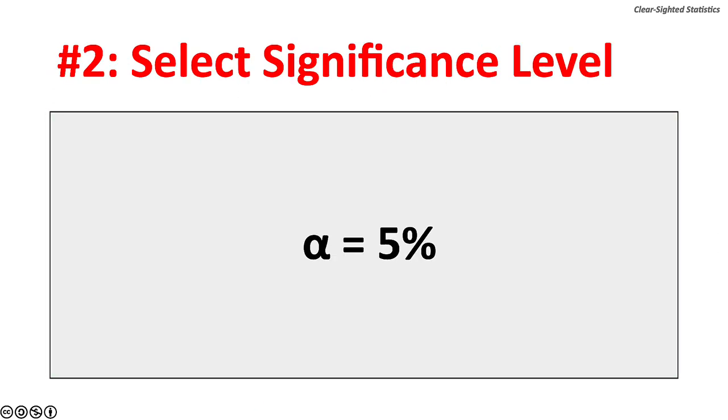Step 2, select the significance level. Again, this is our tolerance of a type 1 error, or a false positive. A 5% significance level has been selected.